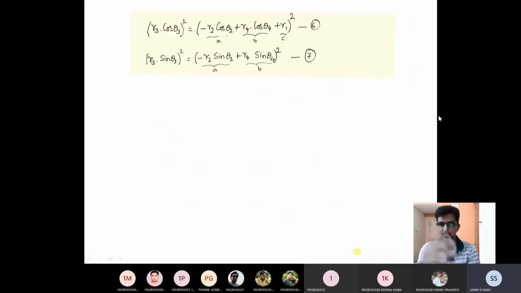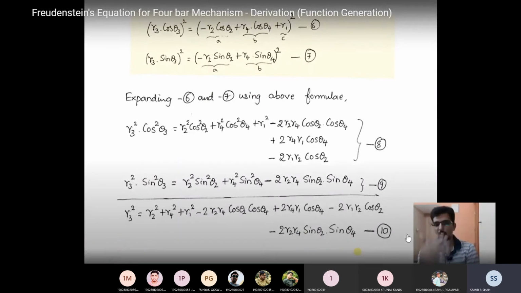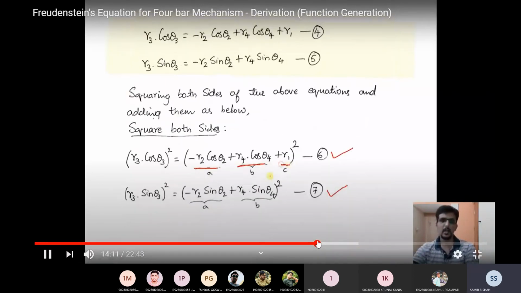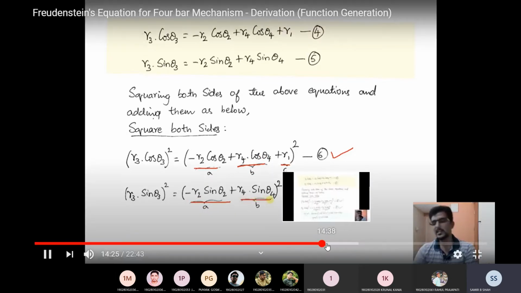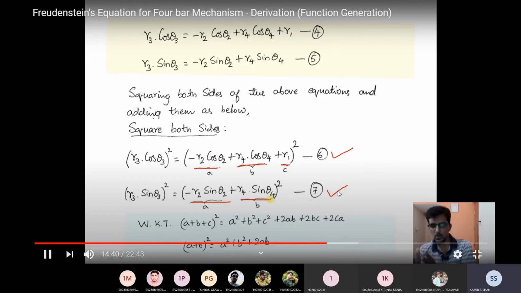So in a simple sense, let me go forward and expand them. This is equation 6 and equation 7 we have from the previous slide. Using the formula, r2 cos theta 2 is considered as A, r4 cos theta 4 is considered as B, and r1 is considered as C. Again here I have two terms: r2 sin theta 2 is considered as A, and r4 sin theta 4 is B, with A square plus B square plus 2AB.